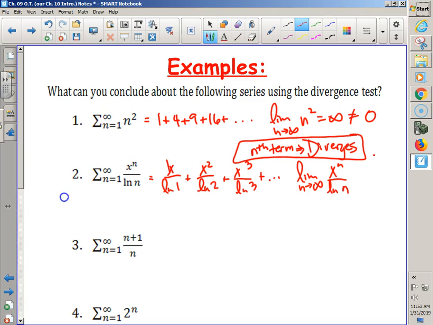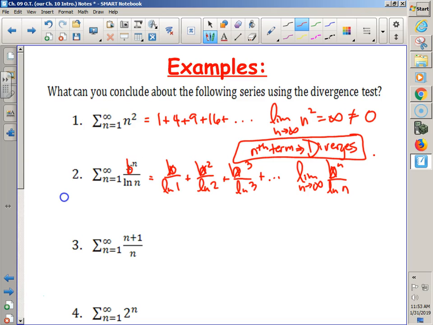Would you guys like it better if I put a b instead? Does that make a little more sense? The x isn't the variable, the n is the variable. It makes sense that you guys were confused. So we could do b instead if you want. Ln of n.